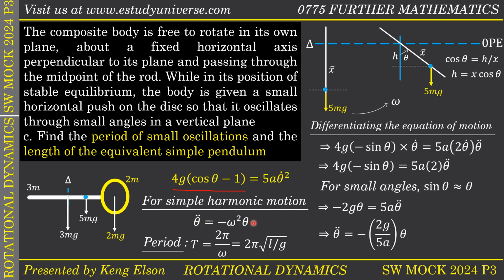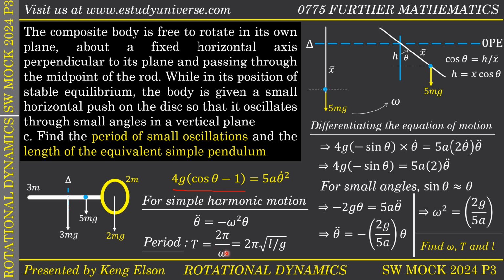Now compare with this equation. You realize that theta dot dot is there, the negative sign is there, so what is going to be omega squared? Omega squared will give us 2g divided by 5a, since theta and theta are the same. So now, since you have omega squared, you are going to find omega by just taking the square root of this, the positive square root. We ignore the negative square root. Now when you get omega, you can already get the period. The period is 2 pi on the omega you are going to have.